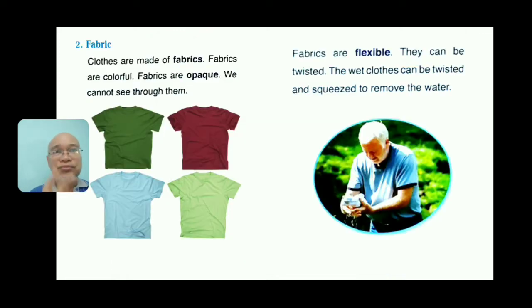Now, number 2, clothes are made of fabrics. Fabrics are colorful. Fabrics are opaque. Opaque means you cannot see through it, all right? We cannot see through them. Fabrics are flexible. They can be twisted. Wet clothes can be twisted and squeezed to remove the water. Look at this picture of a man squeezing this fabric, removing the water.